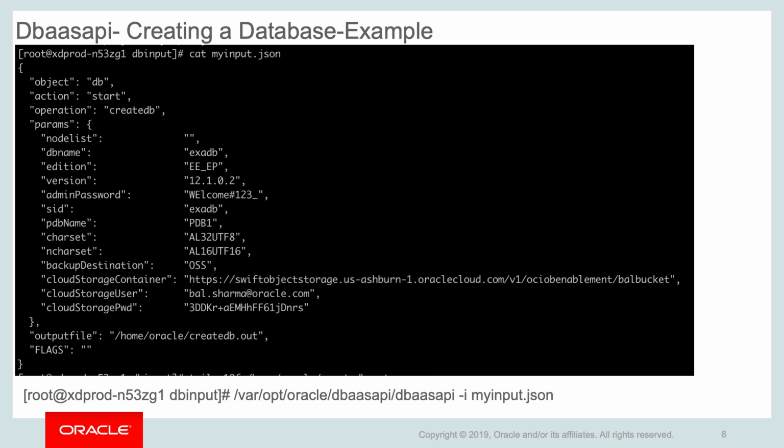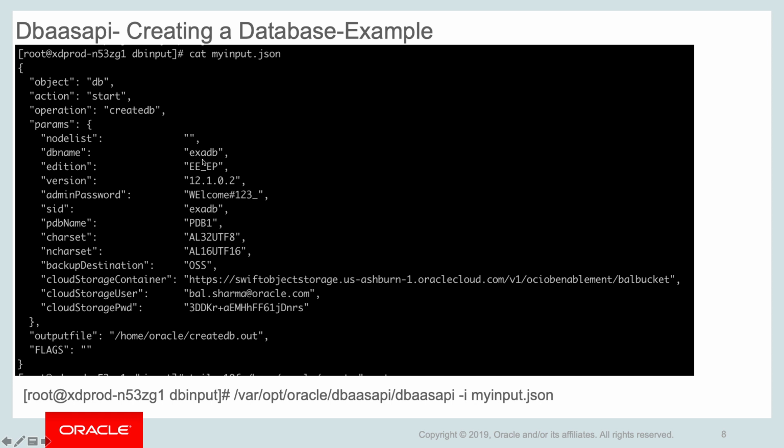In the example, I have a myinput.json file, and this JSON file has several entries. Since I want to create a database, the object is going to be of type DB, the action will be start, and the operation is createdb. These are the parameters we initially discussed that the DBAAS API expects, and the different params under this operation. The first is the node list. I'm just leaving it blank because this is an Exa environment, and I have multiple nodes. I want this database instance to be created on both.